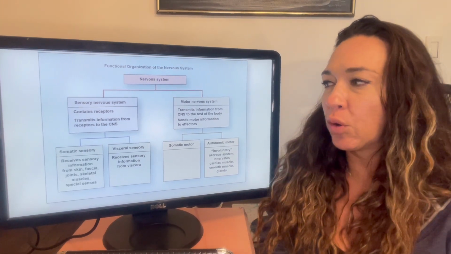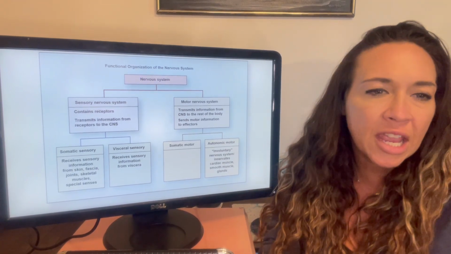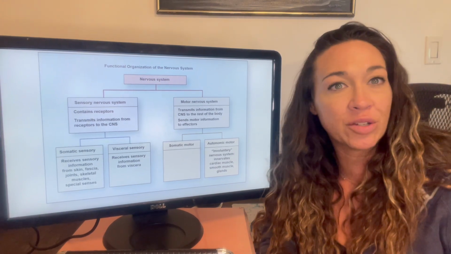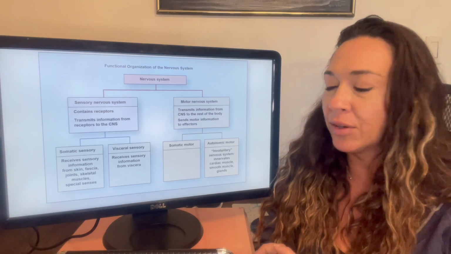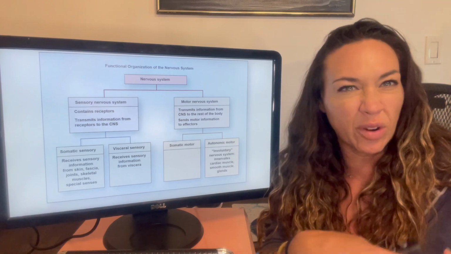Now, these signals are going to be either somatic sensory signals, meaning coming from our skin, our joints, our fascia, our skeletal muscles, or our special senses. Or it's going to be our visceral sensory, I should say, which is going to be sensory information from our viscera, from basically inside.